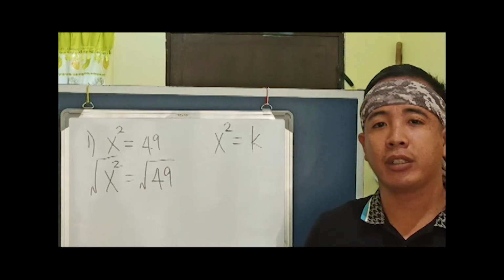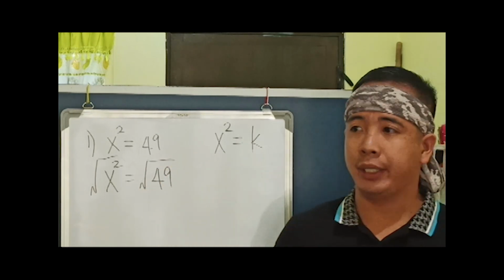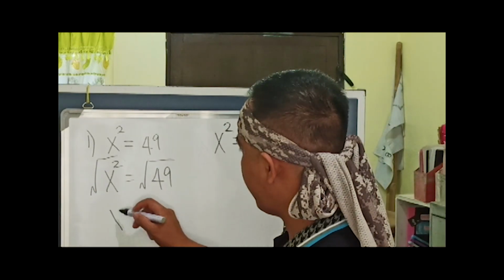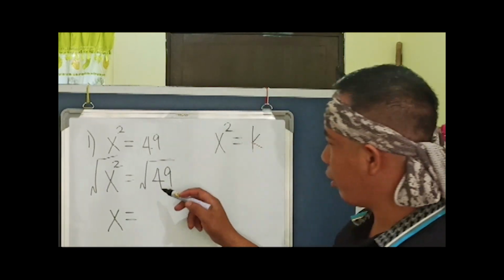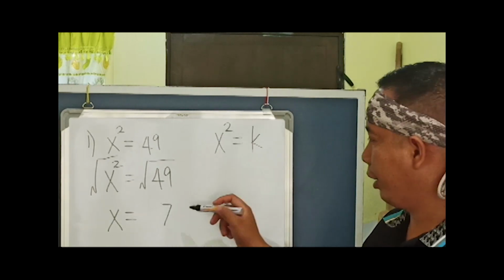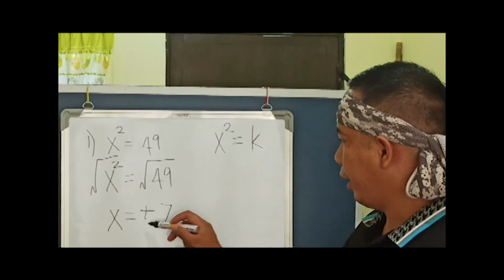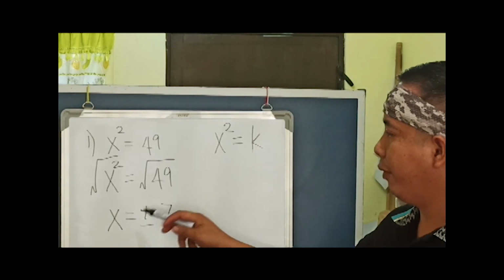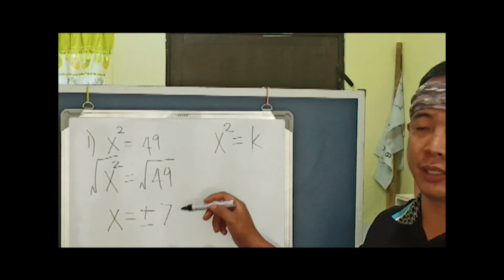After that, you are just going to apply the square root property. So we will have x is equal to, what's the square root of 49? So we will have 7. And then, do not forget, applying the square root property, we will have x equals plus minus 7.